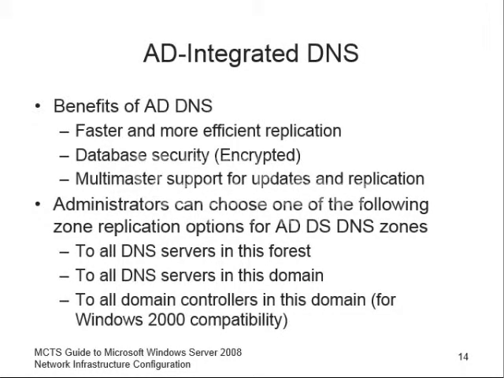With Windows Server 2008, Active Directory integrated zones can be configured with one of three different replication scopes, which is to say that their information can be replicated in three different ways. First, to all domain controllers in the domain. This is actually the only replication scope that was available in Windows 2000 as well.